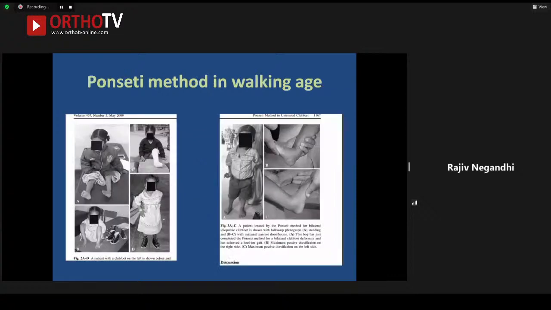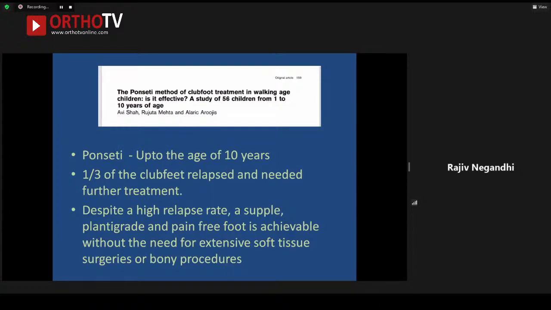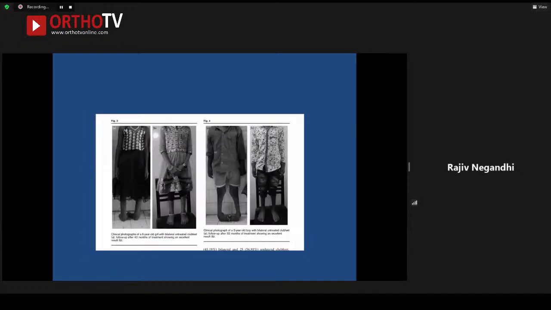Of course, there is literature now that you can correct the walking age clubfoot with the Ponseti method of treatment. As shown in this paper from Wadia Children's Hospital, they have treated children up to the age of 10 years with the Ponseti method. According to this paper, 1/3 of the clubfeet relapsed and needed further treatment. Despite a high rate of retreatment, a supple, plantigrade and pain-free foot is achievable without the need of extensive soft tissue surgeries or bony procedures. These are examples of cases which were treated with the Ponseti method in a walking age group.